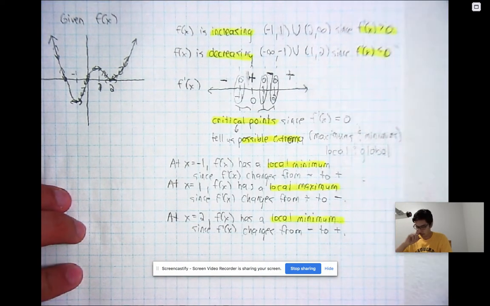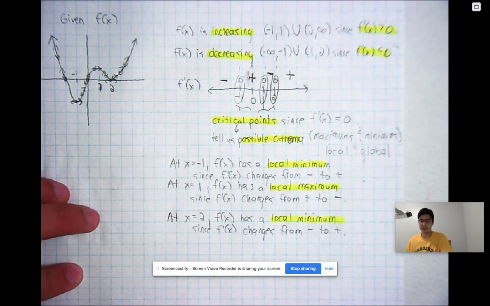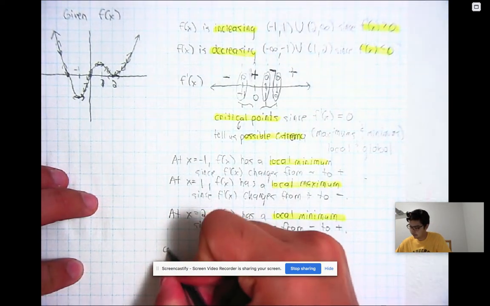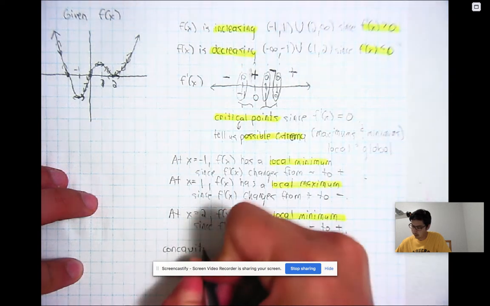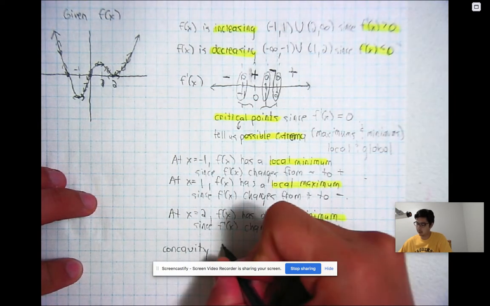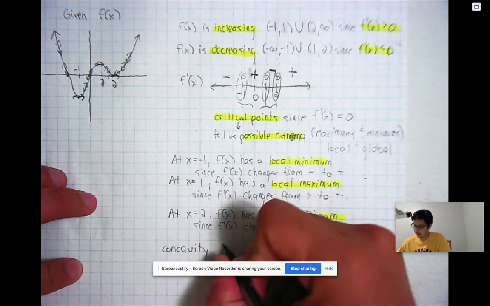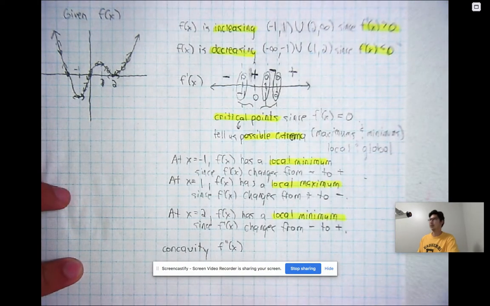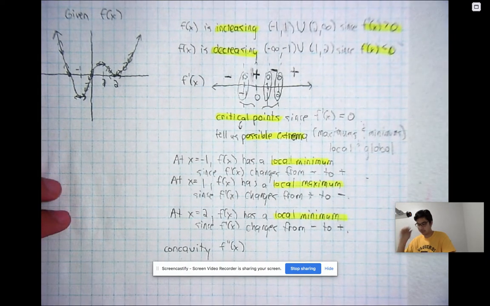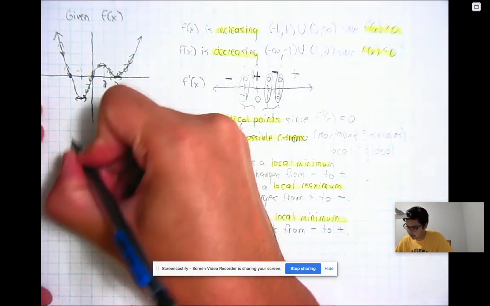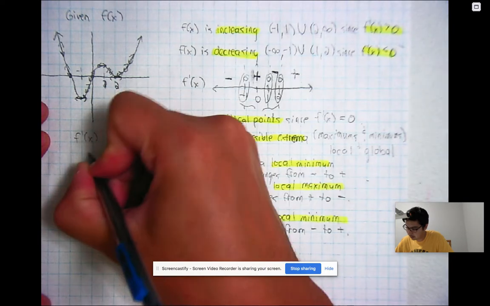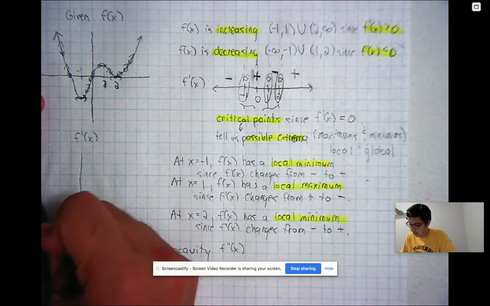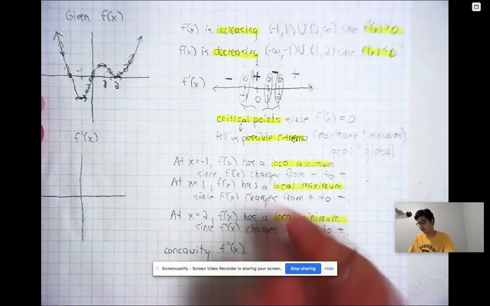Okay. Now the new word we're going to talk about, and there's something new, is now we're going to learn something called concavity. And concavity deals with the rate of change of the rate of change. So that's dealing with f double prime of x, or the second derivative of f of x. So now let's graph the derivative f prime of x. Okay. This will help us with the concavity and make some connections.